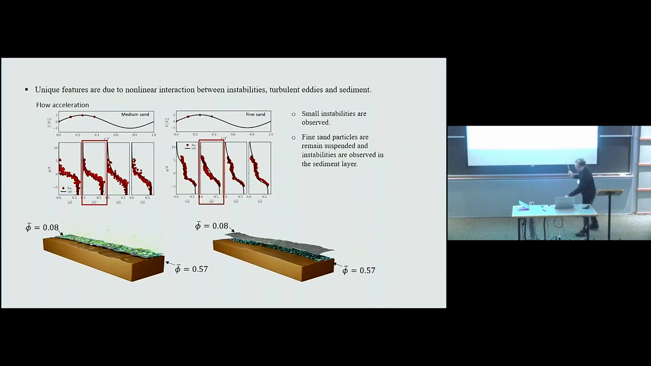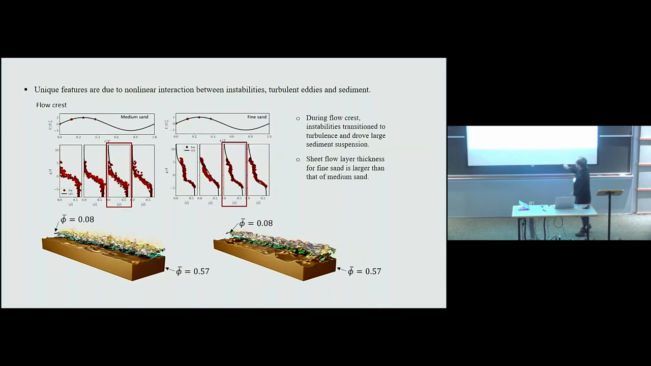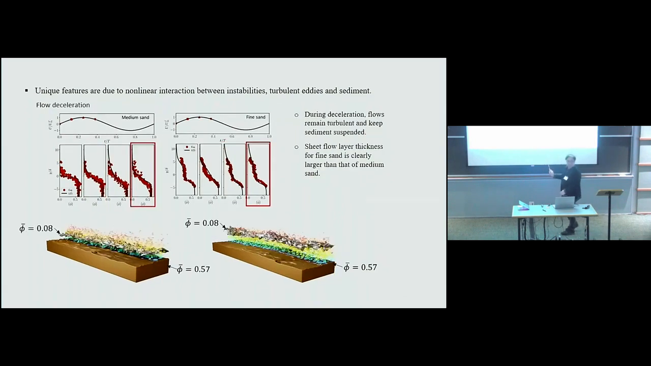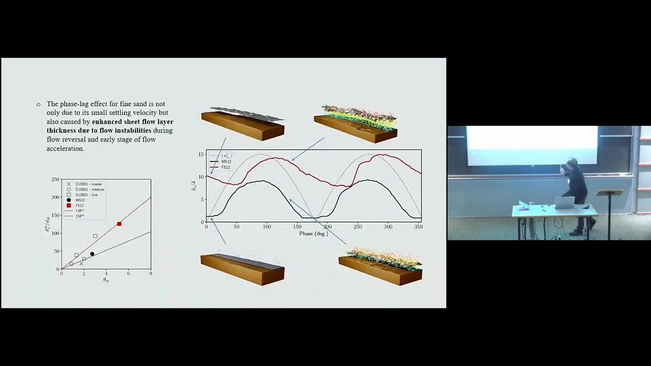Then, when you go to the next phase, the wave crest, you see that this roller explodes and suspends a lot of sediment and generates a lot of turbulence. At this moment, the transport layer thickness for fine sand remains larger than that of the medium sand. And finally, at the deceleration phase, the shear layer thickness for the fine sand is really reaching its maximum, and we see very energetic sediment transport.